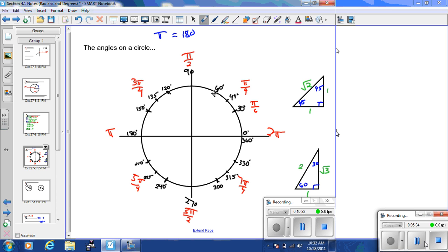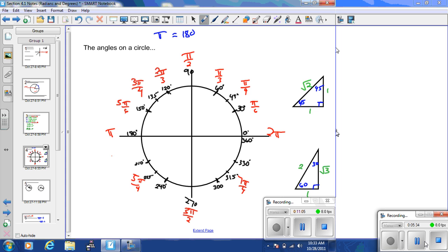Here's 2 pi over 6, but we got to reduce that. 2 pi over 6 becomes pi over 3. We got 3 pi over 6 already. Here's 4 pi over 6, but if you think about 4 pi over 6, that's 2 pi over 3. 5 pi over 6 is right here. And then I've got 6 pi over 6 already reduced and taken care of.